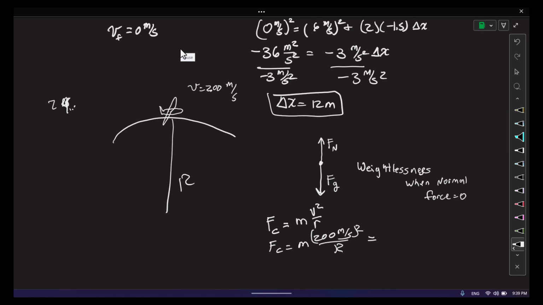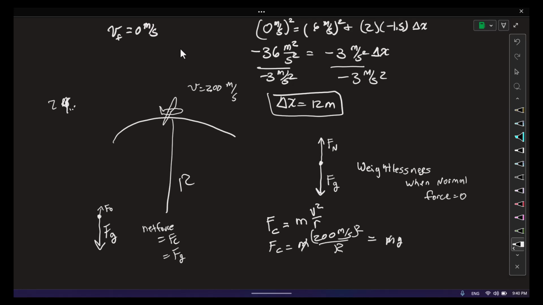because we need the net force towards the center to be just the force due to gravity, because we want the normal force to be 0. And it's the net force that provides the centripetal force. And so the net force equals the centripetal force, and we need that to be equal to the force due to gravity, because we need our normal force to be 0 in order to experience weightlessness. And so the force due to gravity is mg.